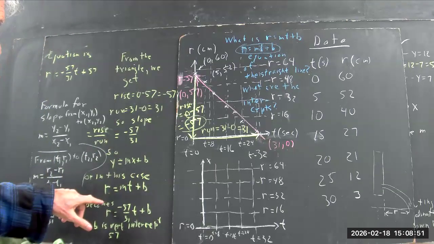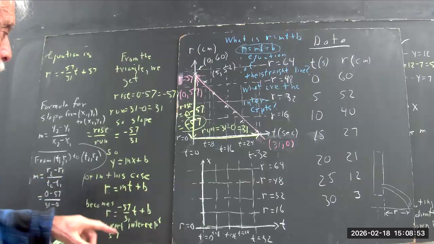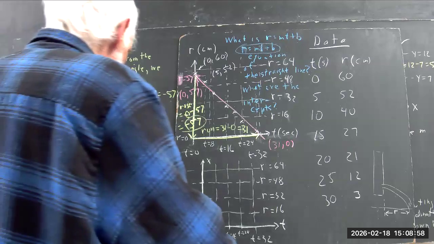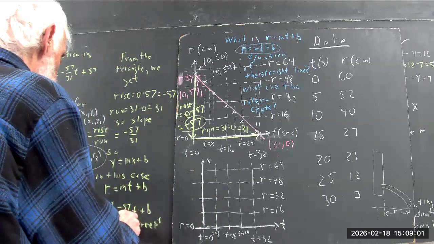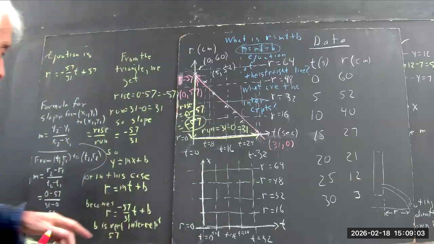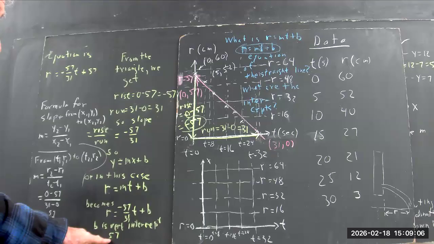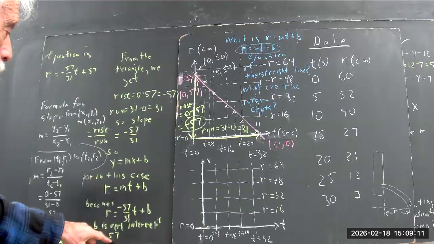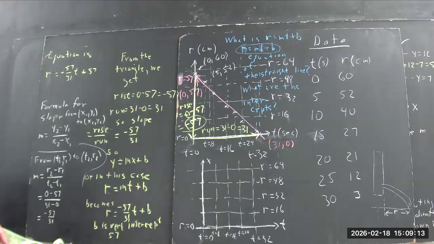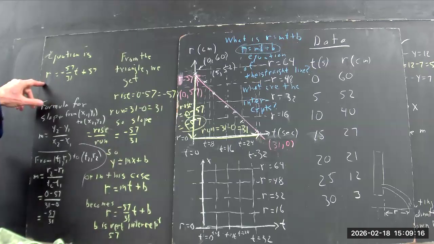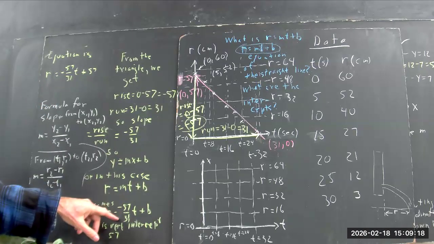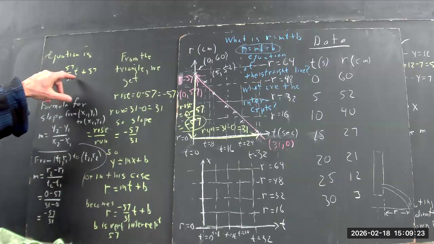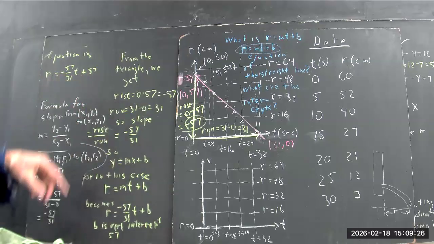Once we know the slope, we know that R equals MT plus B becomes R equals negative 57 over 31 times T plus B. B is the vertical intercept, which is 57. The vertical intercept occurs at the point 0, 57. Say the vertical intercept is 57. That's our value of B. We put that into the equation, and we get R equals negative 57 over 31T plus 57.